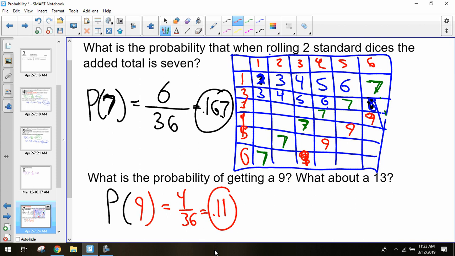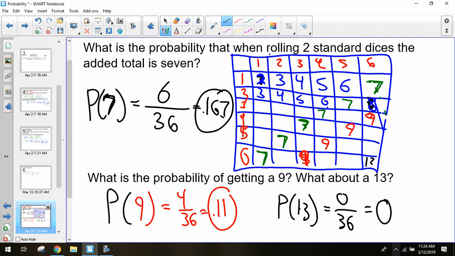Are we okay with that one? What about rolling a 13? Possible. The highest number I could possibly get is 12. So the probability of rolling a 13 is going to be 0 out of 36. There's 0 options, 0 desired outcomes out of 36 outcomes, and so 0. We okay with this?